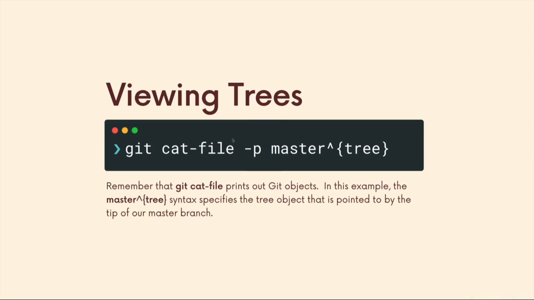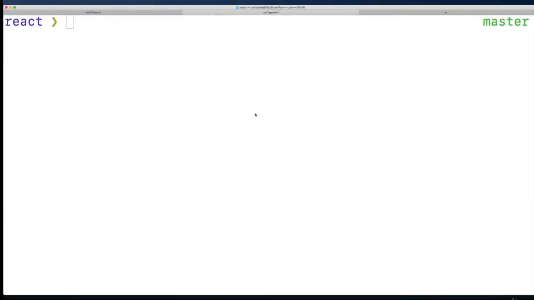Anyway, this command, git cat-file -p, we've already seen, but this syntax, master and then this caret tree, is a particular way to refer to the tree object that is pointed to by the tip of our master branch. So the last commit on master, every commit refers to a tree. This just gives us the most recent tree. So let me show you that.